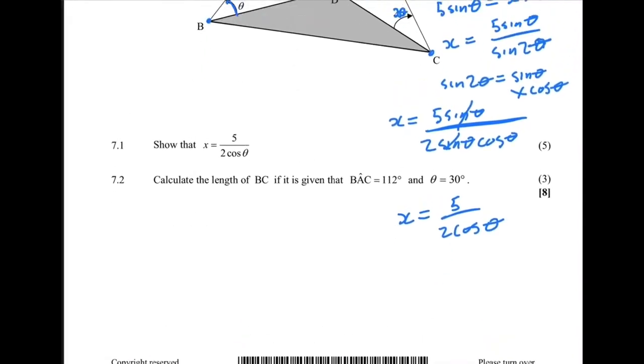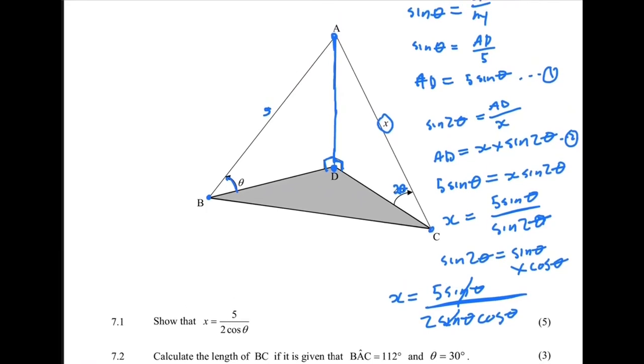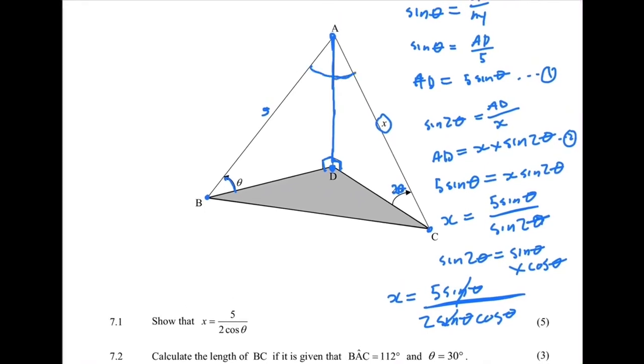And then 7.2 says calculate the length of BC if it is given that angle BAC is 112 degrees and theta is equal to 30 degrees. So let's look at BAC. We have an angle here, BAC, which is said to be 112 degrees. On triangle ABC, we have angle BAC, we have the length of AC, which is x, and we just calculated it. And then we have AB, which is 5.